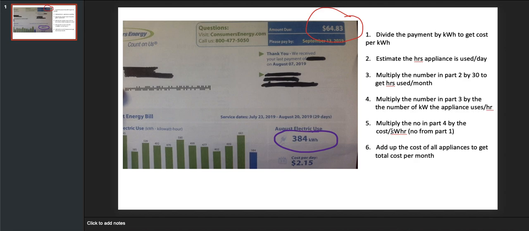Once you find the total cost for each appliance, you add all the cost of all the appliances that you use from the table to get the total cost per month. And hopefully you will come up with some number that is close to the one that you are actually being charged. So this is a step-by-step breakdown of what you need to do, all the calculations. It's not very difficult. Once you do one of them, it will be easier to do the other appliances.